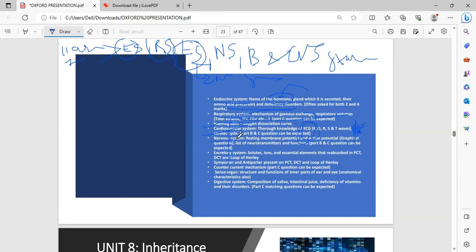Coming to the nervous system, resting membrane potential and action potential, they are asking frequently. And next, the excretory system. In this excretory system, they mainly focus on the solute ions and essential elements that are reabsorbed in PCT and DCT and loop of Henle. And next, symporters and antiporters present on these parts.